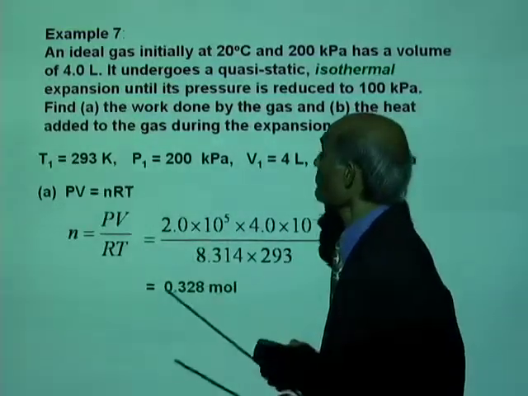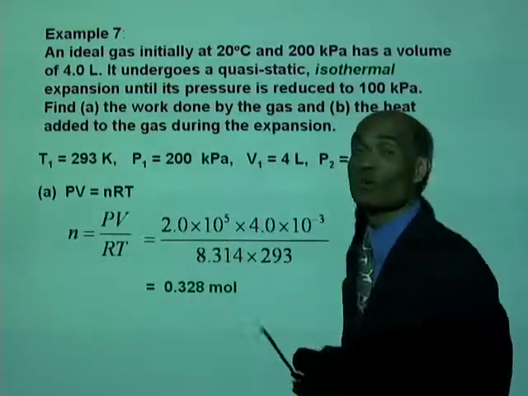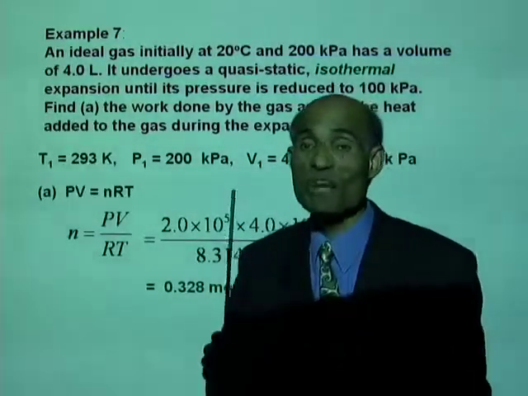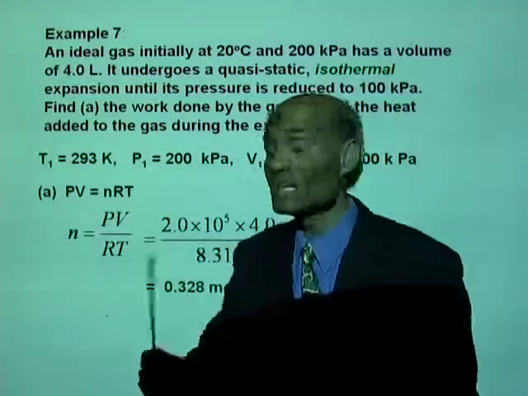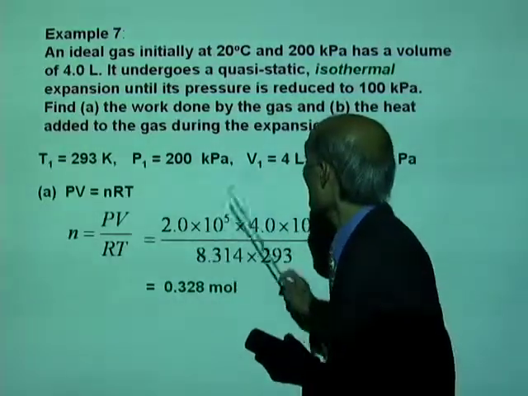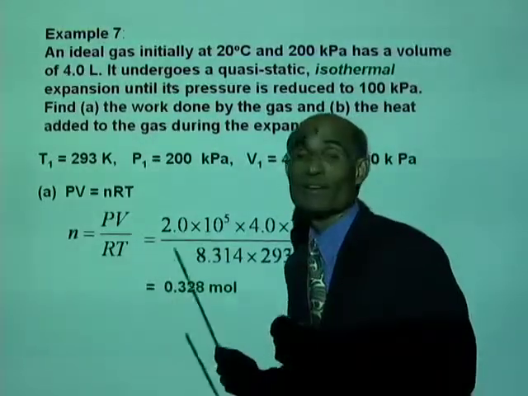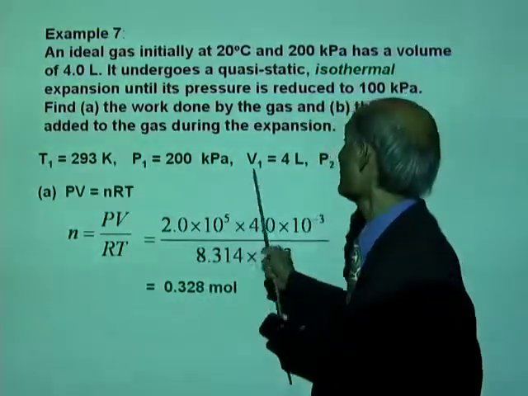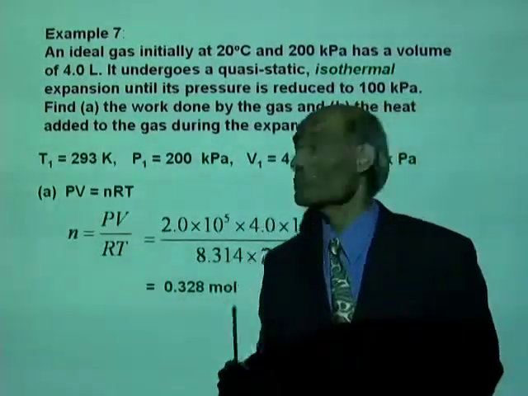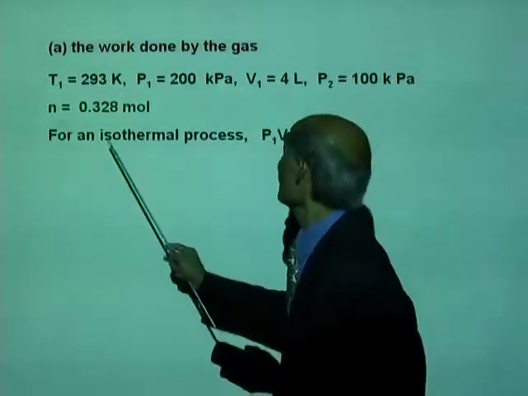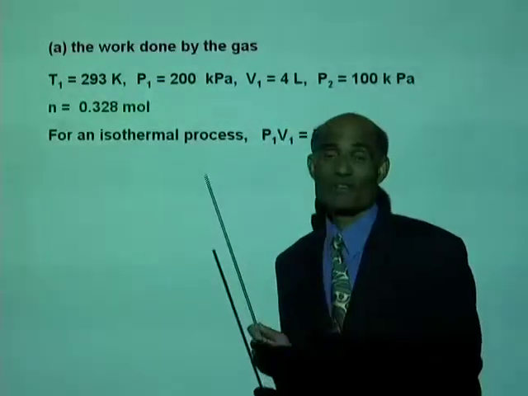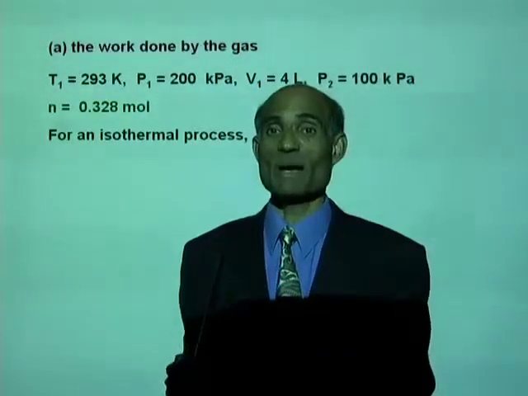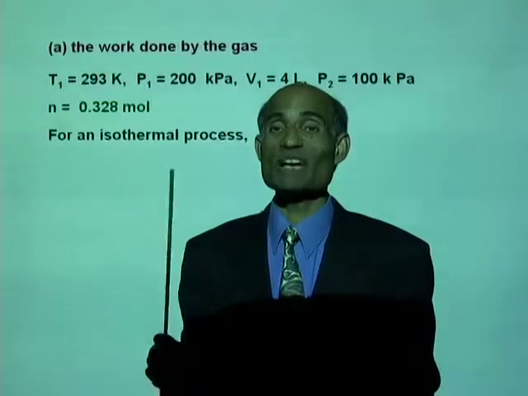Okay, now if you look at the equation again, what is it that we are missing here? Work done in an isothermal process is nRT ln V2 over V1. We've got n, we've got R, we've got T. We've got V1, we don't have V2. So what do we do now? For an isothermal process, what is the equation for an isothermal process?